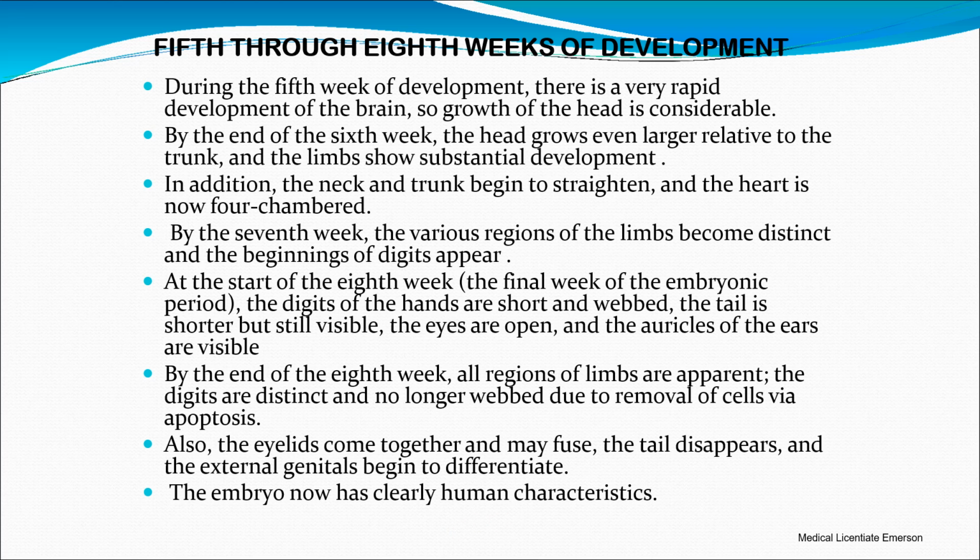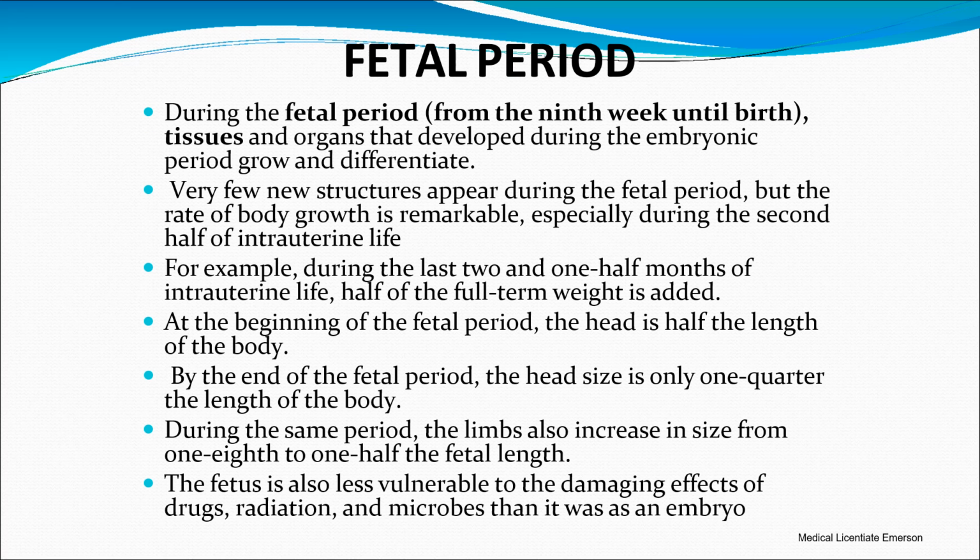But of course we will start going through this one by one. Okay. Then the fetal period. What about the fetal period? Remember in our preamble we said the fetal period is from the ninth week until termination of pregnancy, until delivery, until birth. So during the fetal period, from the ninth week until birth, tissues and organs that developed during the embryonic period, which we said was the fifth week to the eighth week, grow and differentiate.